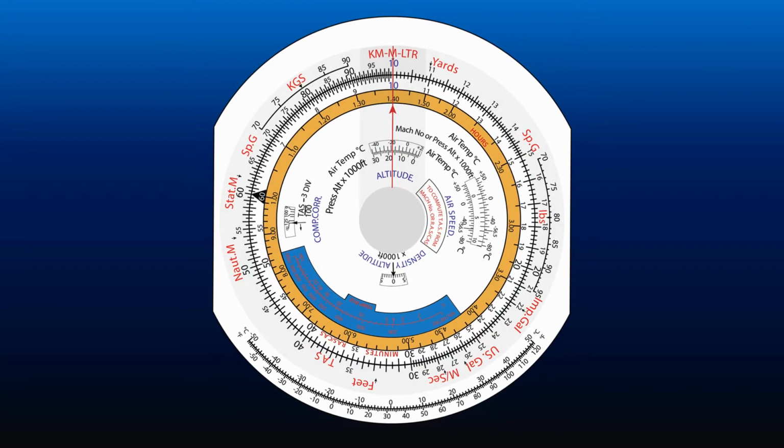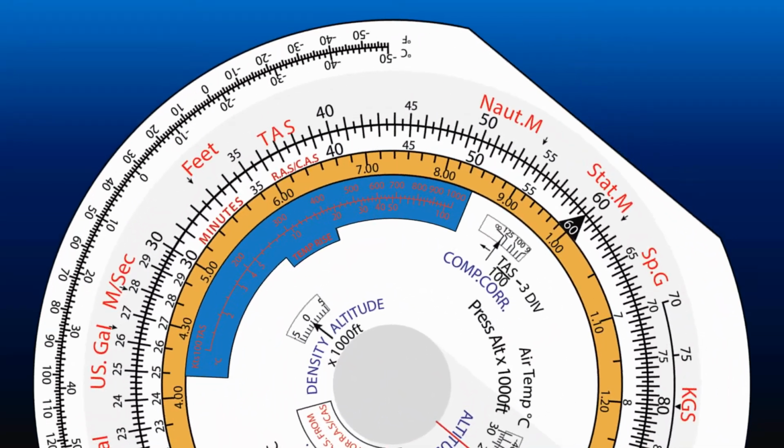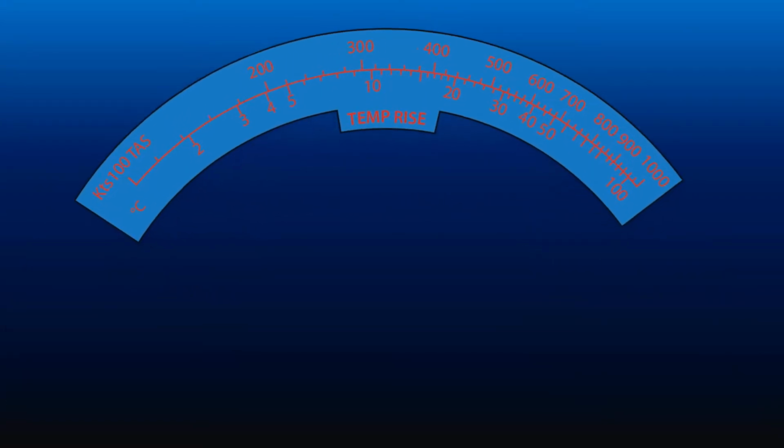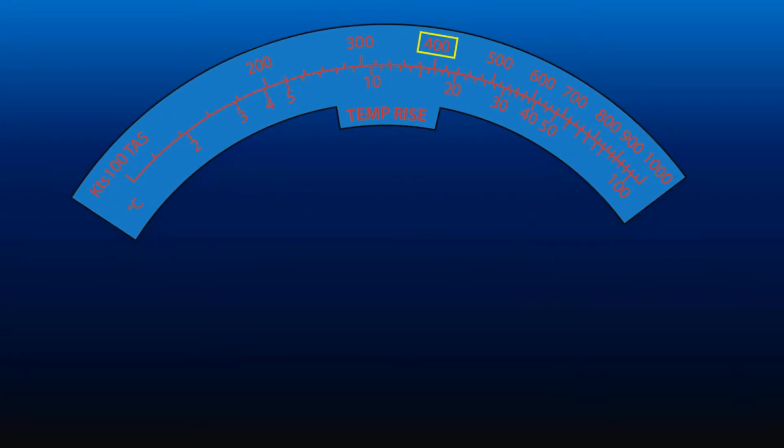On the computer face of CRP5, there is a blue scale. The outer scale is true airspeed, and the inner scale is temperature RAM rise. If the TAS is 400 knots, the RAM rise is approximately plus 17 degrees Celsius.